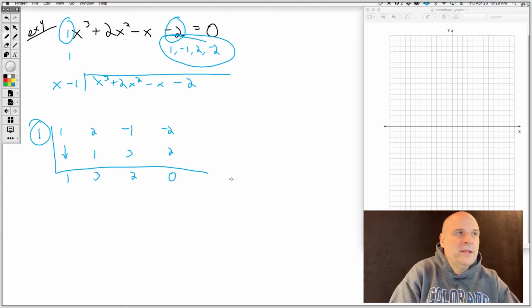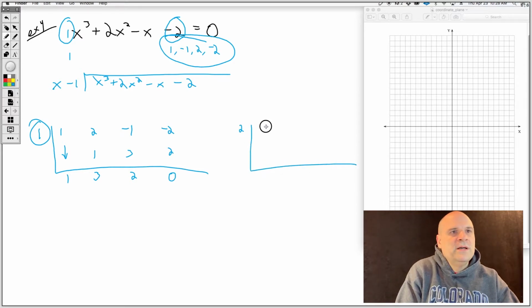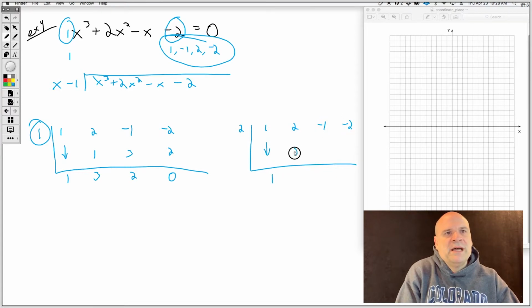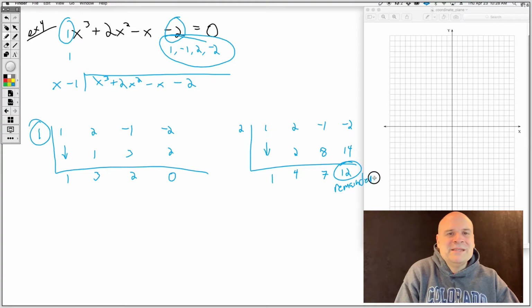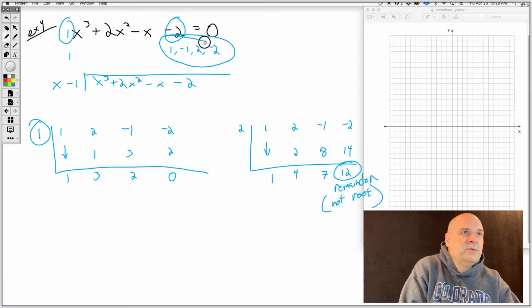Now let me show you one that's not a root, just so you can see what's happening. So if I plugged in 2, let's see if 2 works. 1, 2, -1, -2. So remember, bring down that first one. 2 times 1 is 2. Add 4. 2 times 4 is 8. Add 7. 2 times 7 is 14. Add 12. You get a remainder. So if you get a remainder, that means it's not divisible. It's not a root, okay? So 2 is not a root, but 1 is.